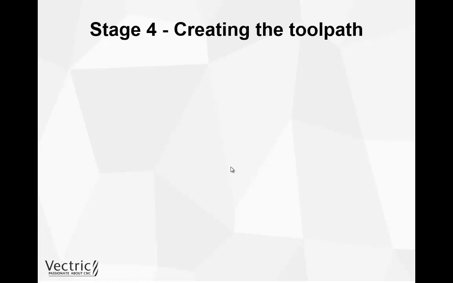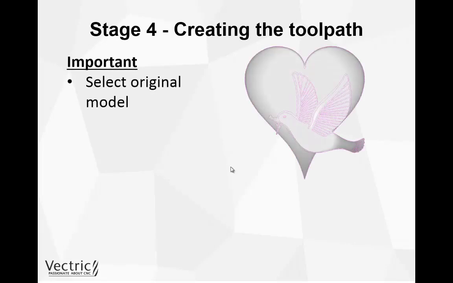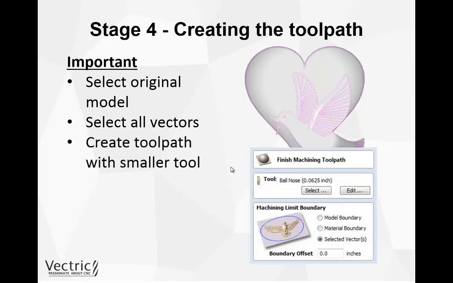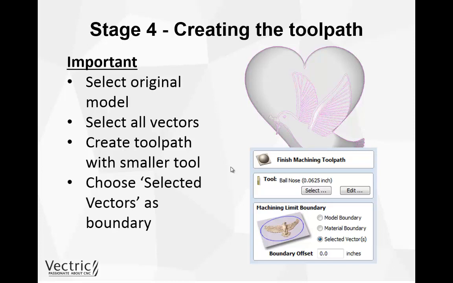Then we have stage 4, which is the final stage in rest machining, which is where we go ahead and create the final toolpath. So it's important that we deselect the difference model that we created and then reselect all the original components for our model. We then also select all the vectors that we've created in this process. We then go ahead and create a toolpath with a smaller tool, and we've got to make sure that we use the selected vectors as the machining limit boundary, as we're going to then only machine in between the vectors. So you'll see that it's only going to go ahead and machine the areas where the larger tool actually couldn't fit.